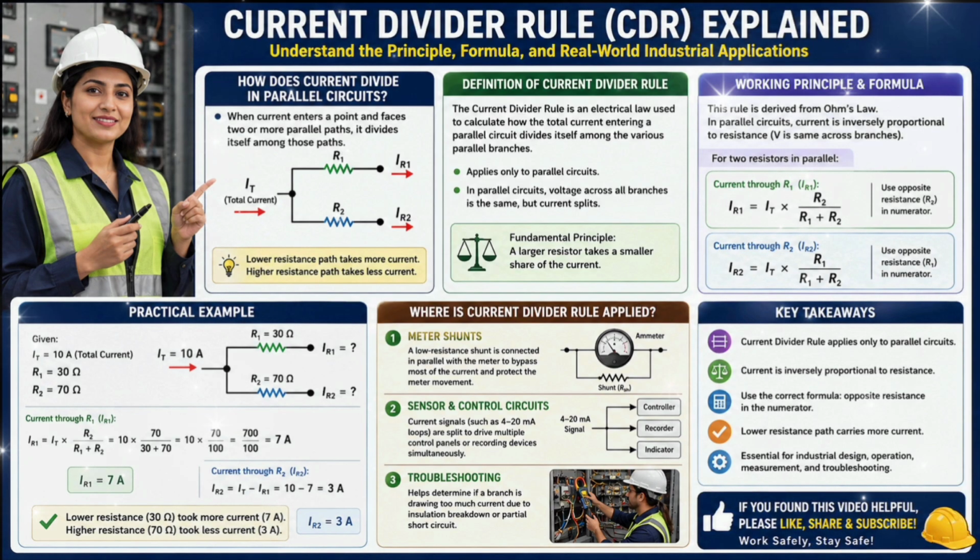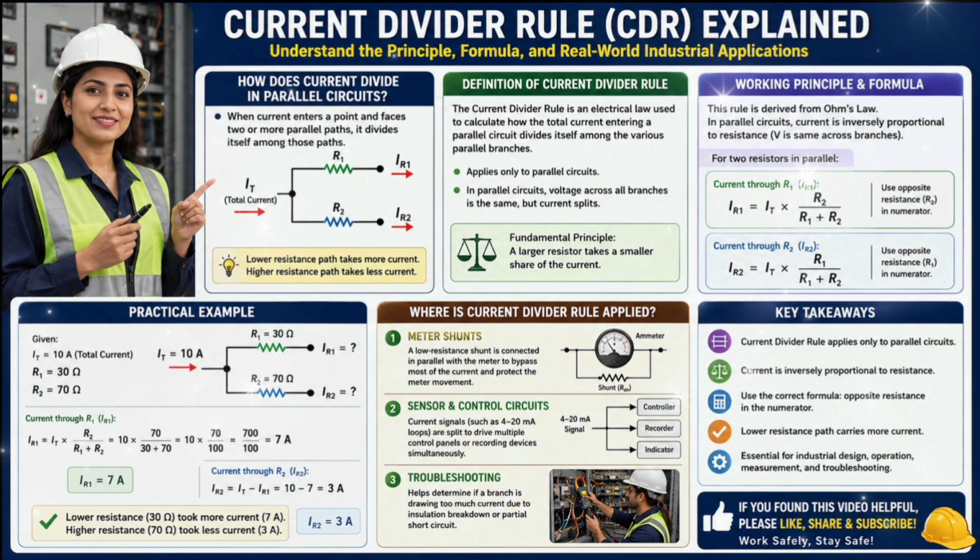The fundamental principle of this rule is simple. A larger resistor takes a smaller share of the current. This means that whichever path has the higher resistance will experience a lower amount of current. Conversely, the path with the lower resistance will allow a much higher amount of current to pass through.